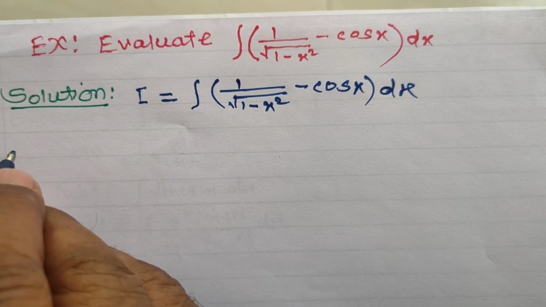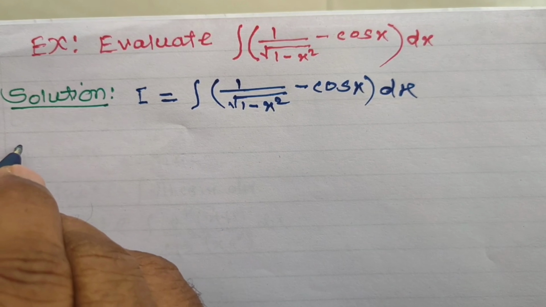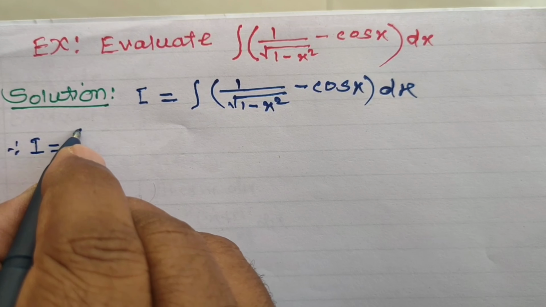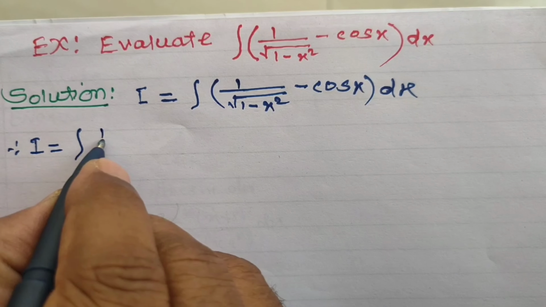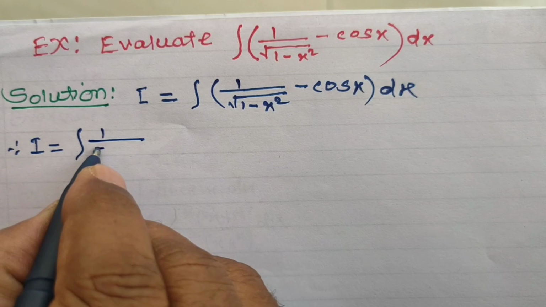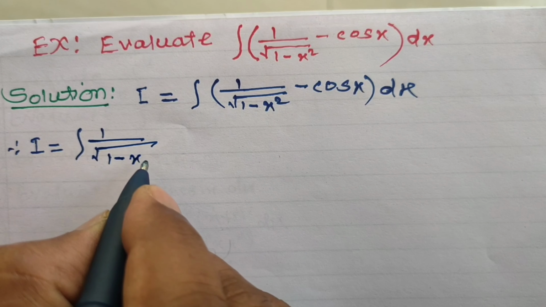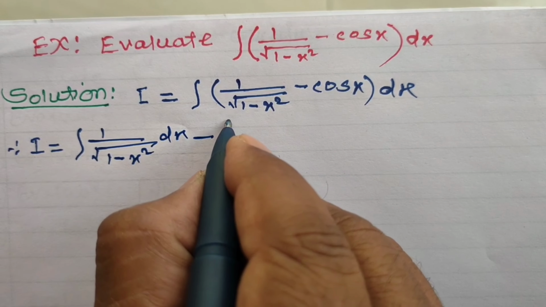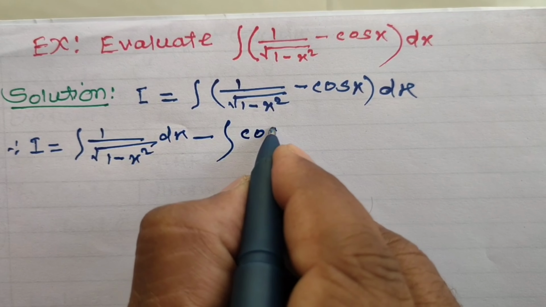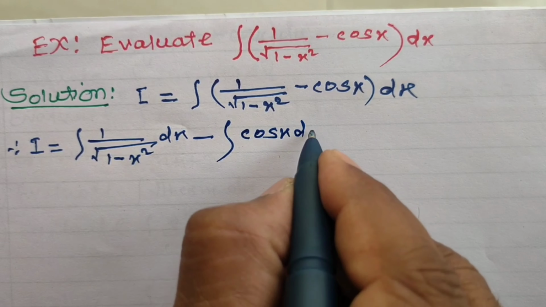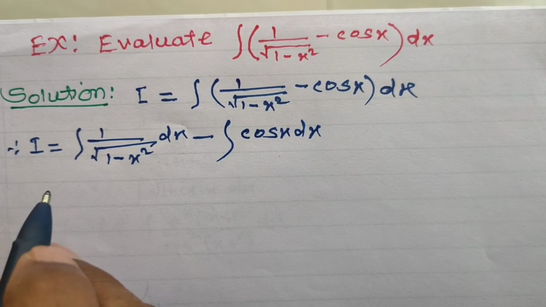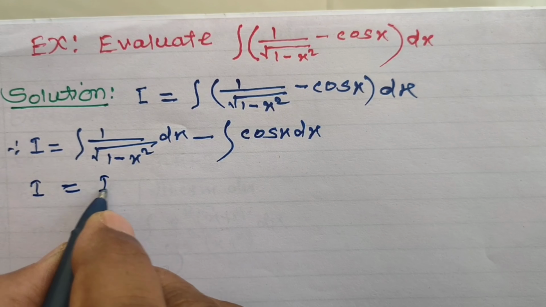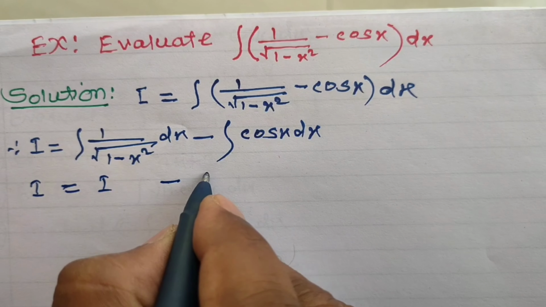Now we can separate the integrals, hence I is equal to the integral of 1 upon square root of 1 minus x squared with respect to x, minus the integral of cos x with respect to x. Consider the first integral as I1 and the second integral as I2.